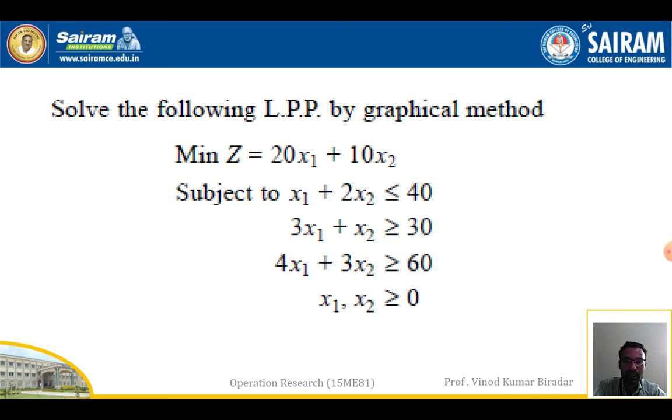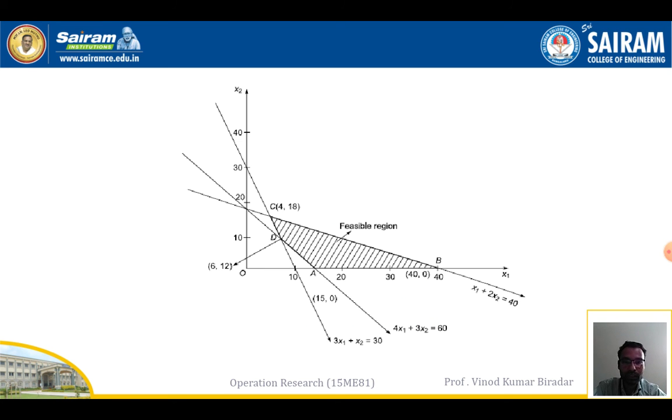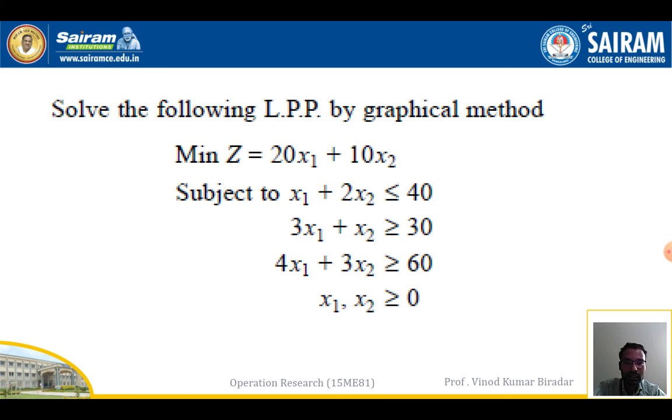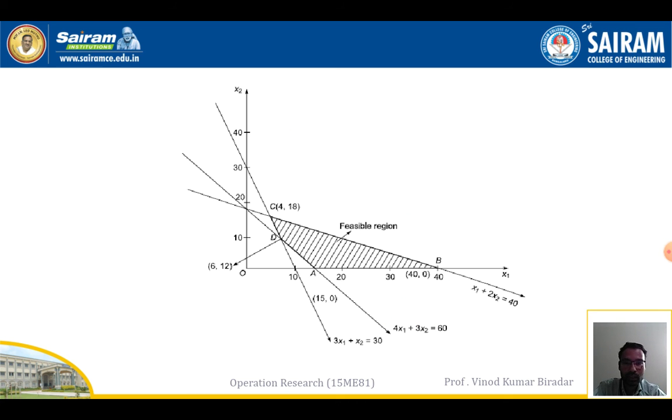The second equation sign is given greater than or equal to. So from the second equation, 3x1, you draw the line in the upward direction. Next, the third equation is also given greater than or equal to. So again, for the third equation line also, you draw the shading in the upward direction.